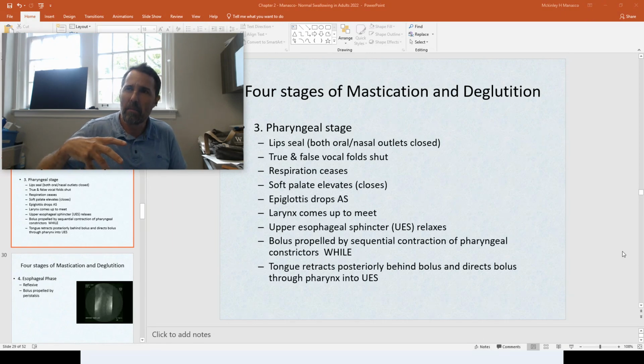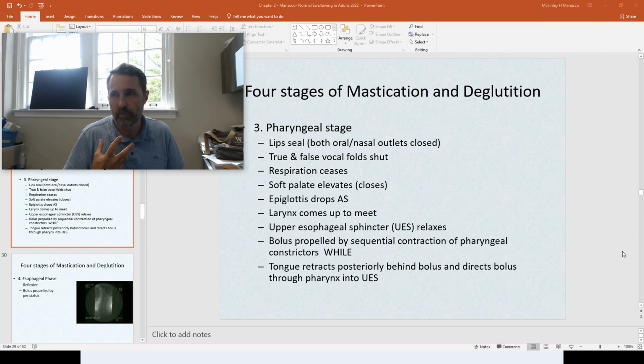creating stasis or residue, pharyngeal stasis or residue after the pharyngeal swallow. And that's problematic because you don't want to have residue sitting in the pharynx that hasn't been cleared safely, because there's the potential of it falling into the airway.